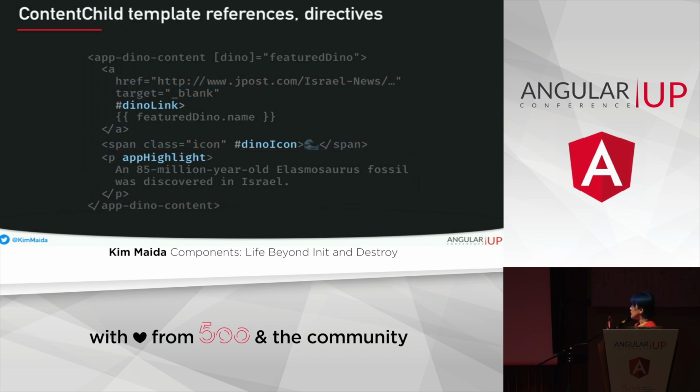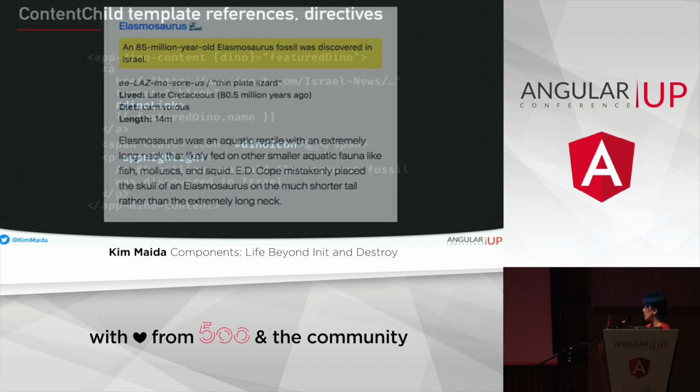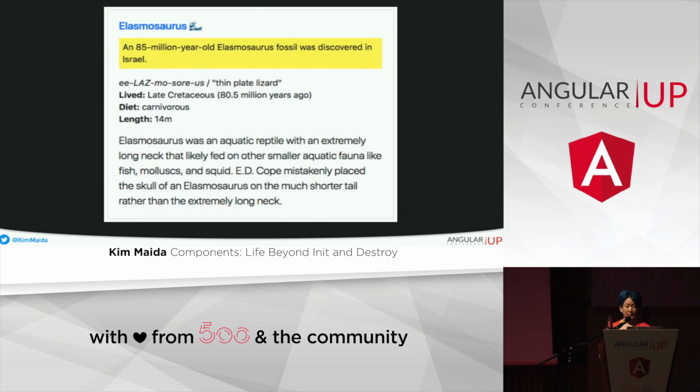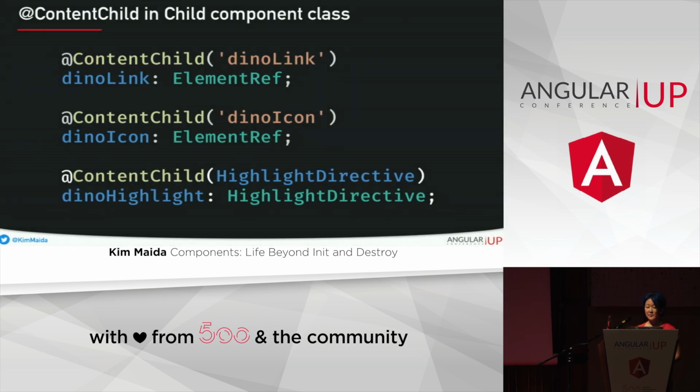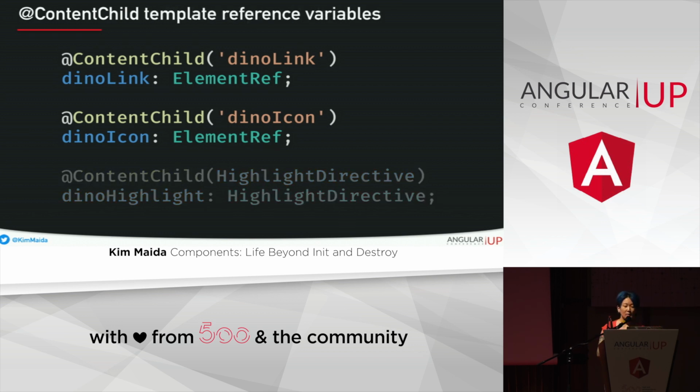So note that we also have template references here. So we have the template references on the link and the icon, and then we have a directive as well. So what these do, or in the browser, these are the elements that are being referenced. So really quickly, here's the link, here's the icon, and then here's that directive. So now what we can do is we can use the content child decorator to get access to this projected content in the child. So we can use content child on element references.